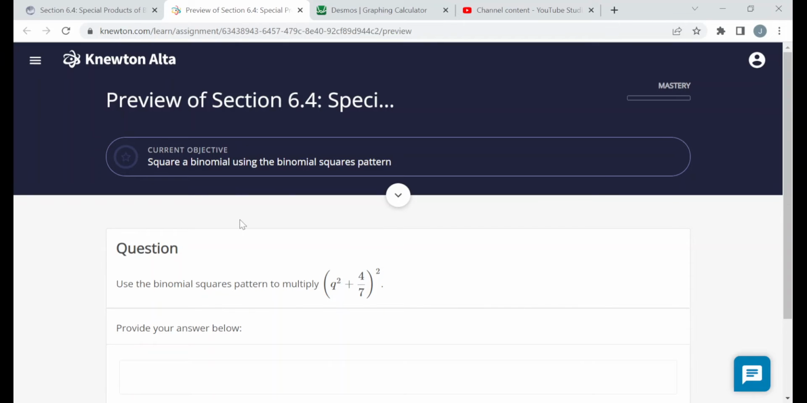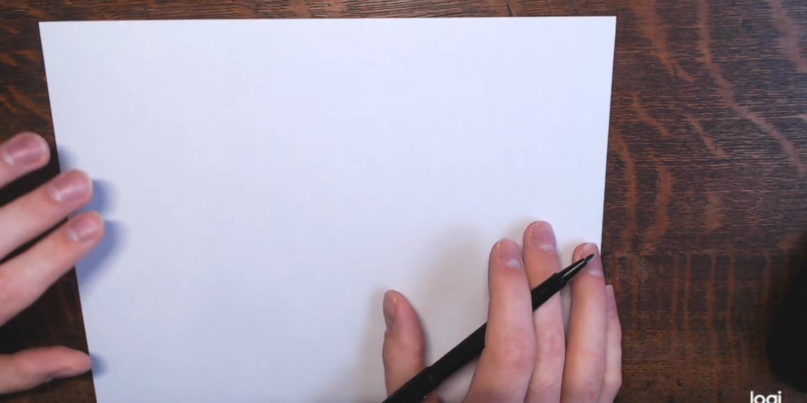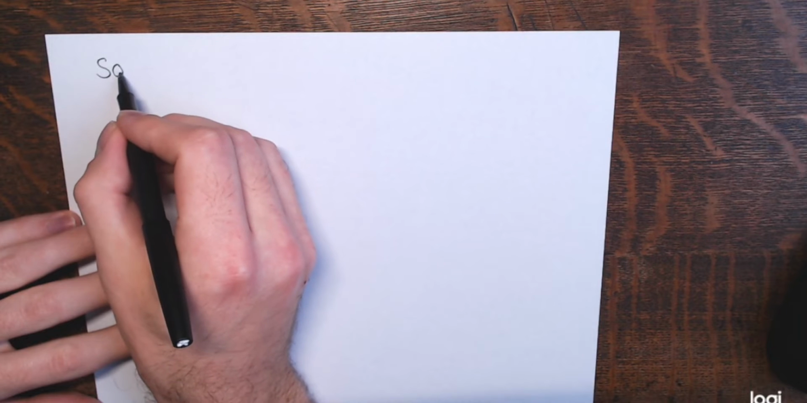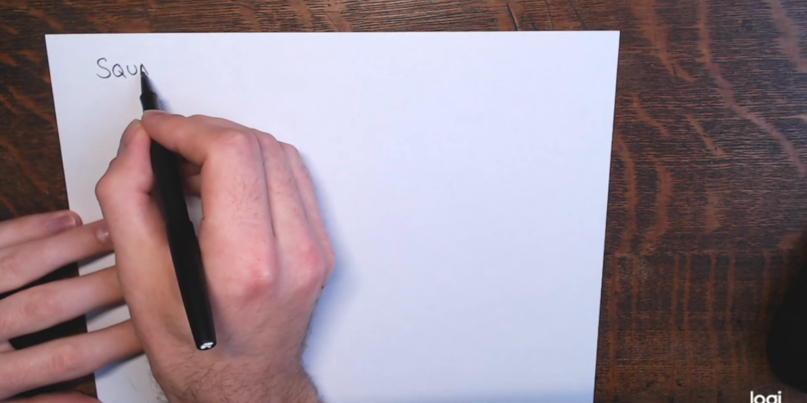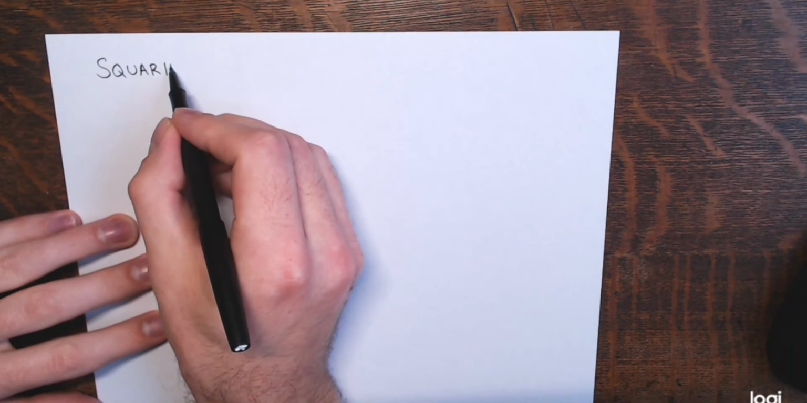Okay, so the first objective I'm looking at is square a binomial using the binomial squares pattern. So what is that? All right. So the square of a binomial. Squaring a binomial.